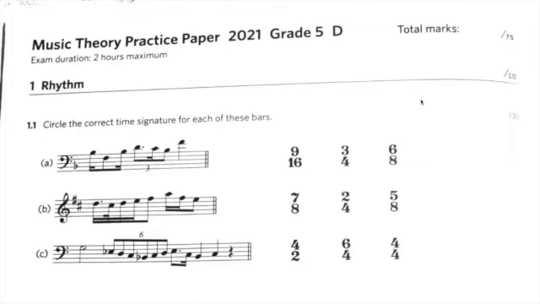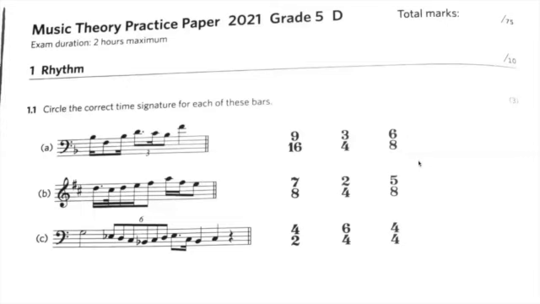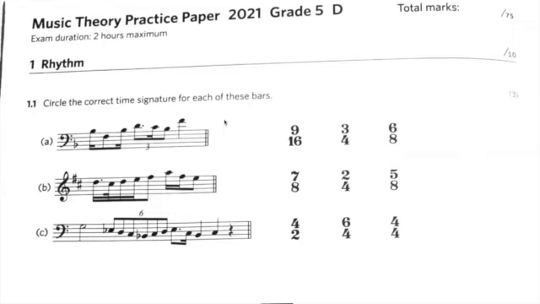In this lesson, we will be going through a sample paper on the rhythm question. This is the Music Theory Practice Paper 2021, Grade 5, Paper D. The first question in your rhythm section is a time signature question. Circle the correct time signature for each of these bars. So we will have 3 different bars full of different groupings and rhythms, and we need to circle the correct time signature for each one.